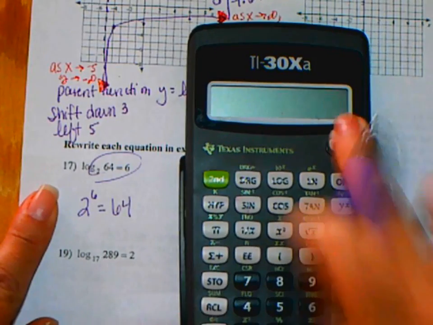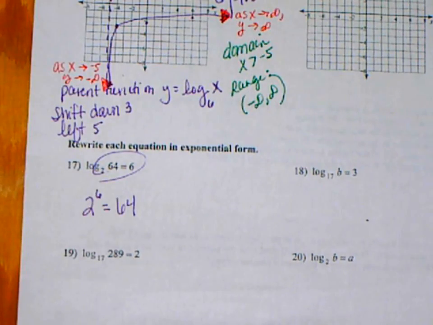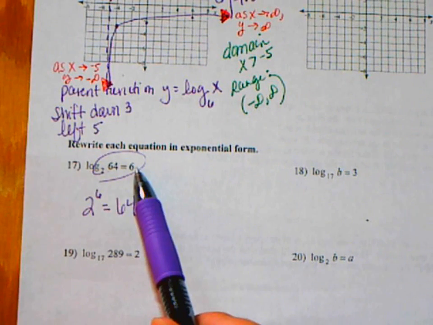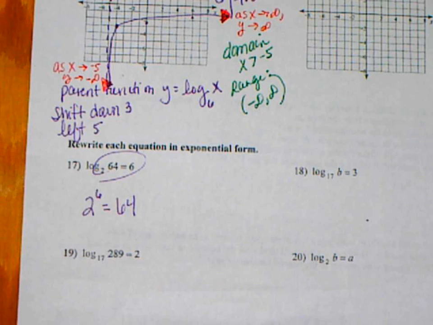See if that's a true statement. 2 raised to the 6th power is 64. That's what a logarithm means. 2 raised to what exponent gives you what's in x's spot. So that's 4 super simple questions right there. Right on? You can do the rest of those yourself.